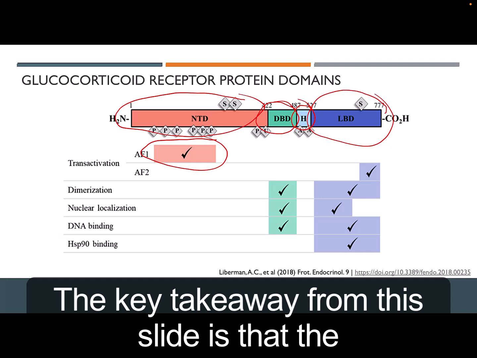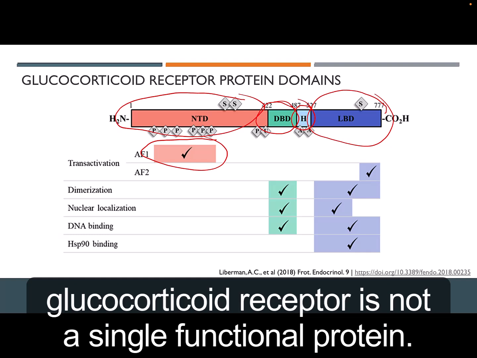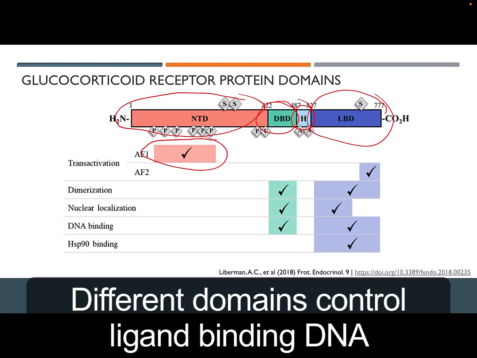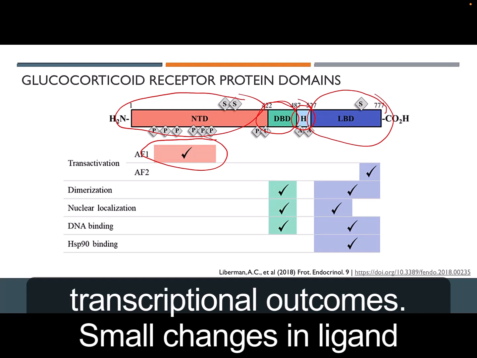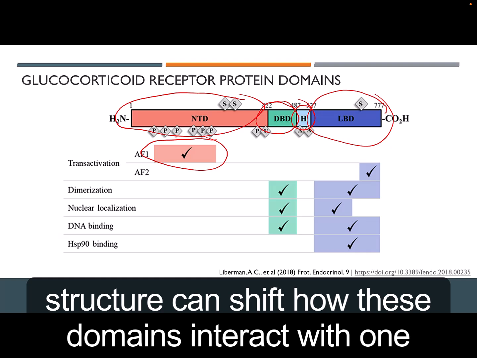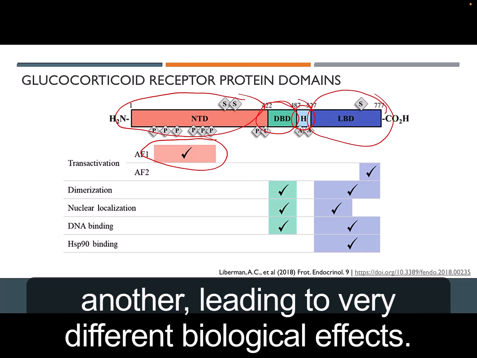The key takeaway from this slide is that the glucocorticoid receptor is not a single functional protein. Different domains control ligand binding, DNA interaction, nuclear localization, and transcriptional outcomes. Small changes in ligand structure can shift how these domains interact with one another, leading to very different biological effects.